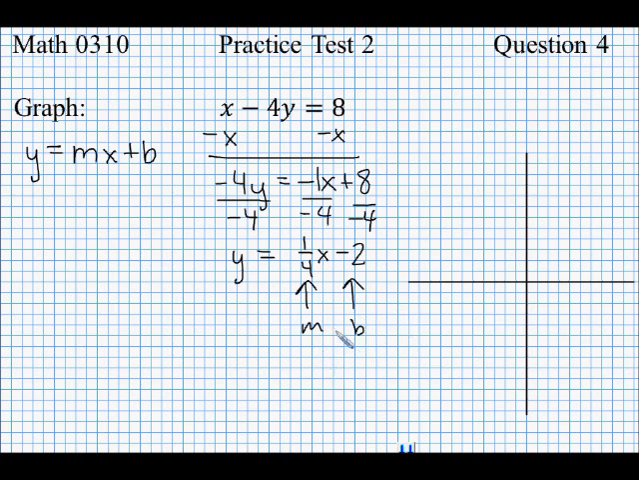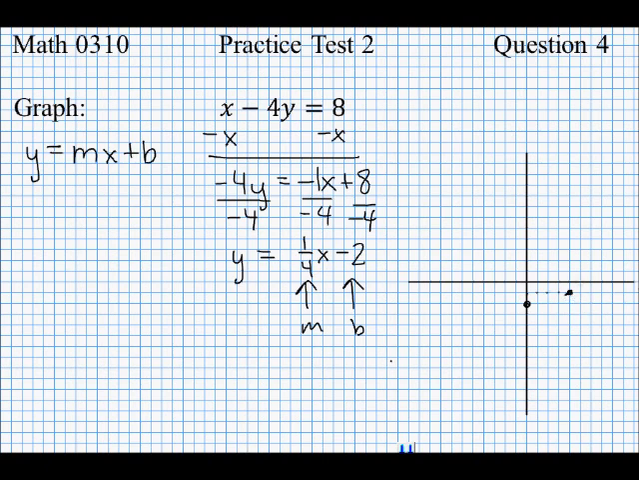So we start with our y-intercept, which is negative 2. So I'm going to go down 2 from the origin, and my y-intercept is going to be right there. And I'm going to go ahead and draw a point. And then here we have a slope of 1/4. So our rise is 1, meaning we go up 1. And then our run is 4, so we're going to go over 4 and draw a point there. And that will be our second point we're going to use.